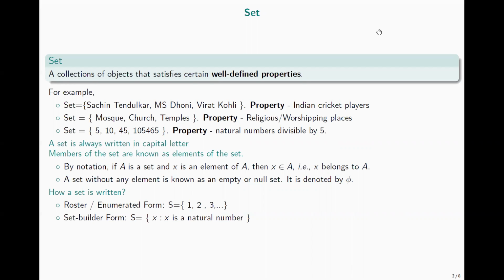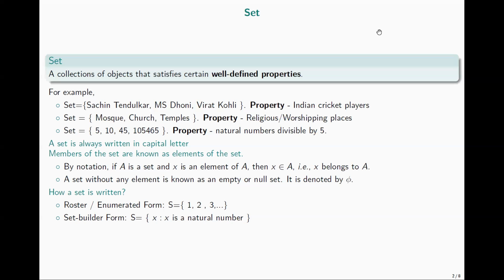Similarly, if you take the set 5, 10, 45, 1 lakh, 5,465, then the property this collection satisfies is that all these numbers are divisible by 5, right? So whenever you are talking about a set, you should remember that the set should have a very definite, well-defined property. That is the most important thing.